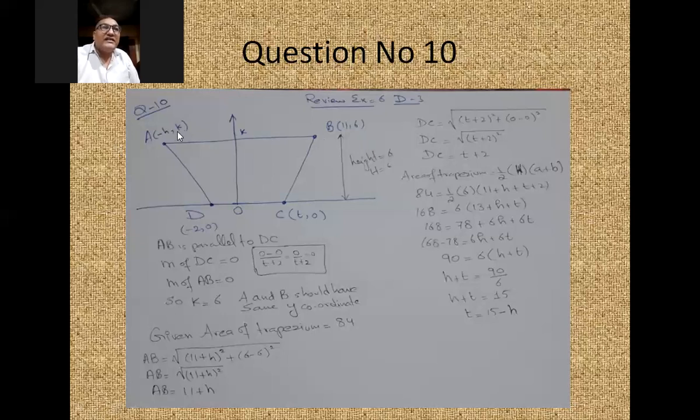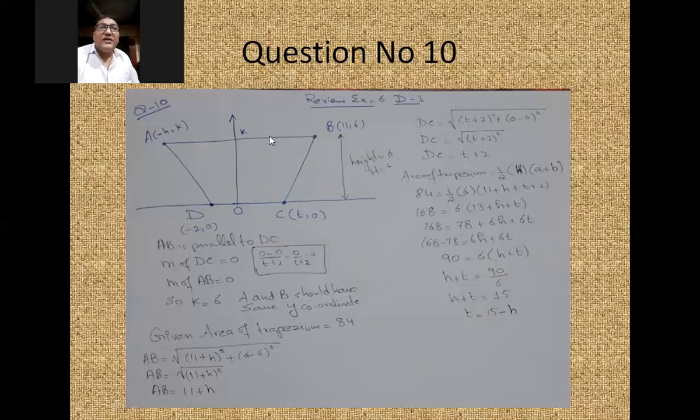So here the A should also have the y coordinate 6 because the AB is a horizontal line. So the K value will be 6. Another thing which is given in the question is that the area of the trapezium is 84. So now I know the K value.